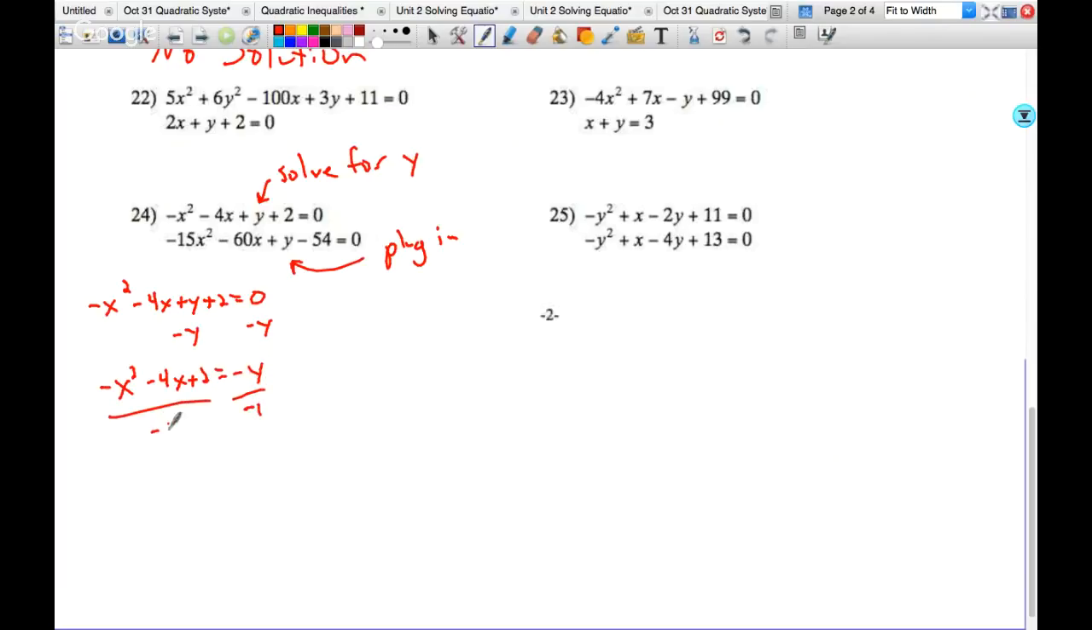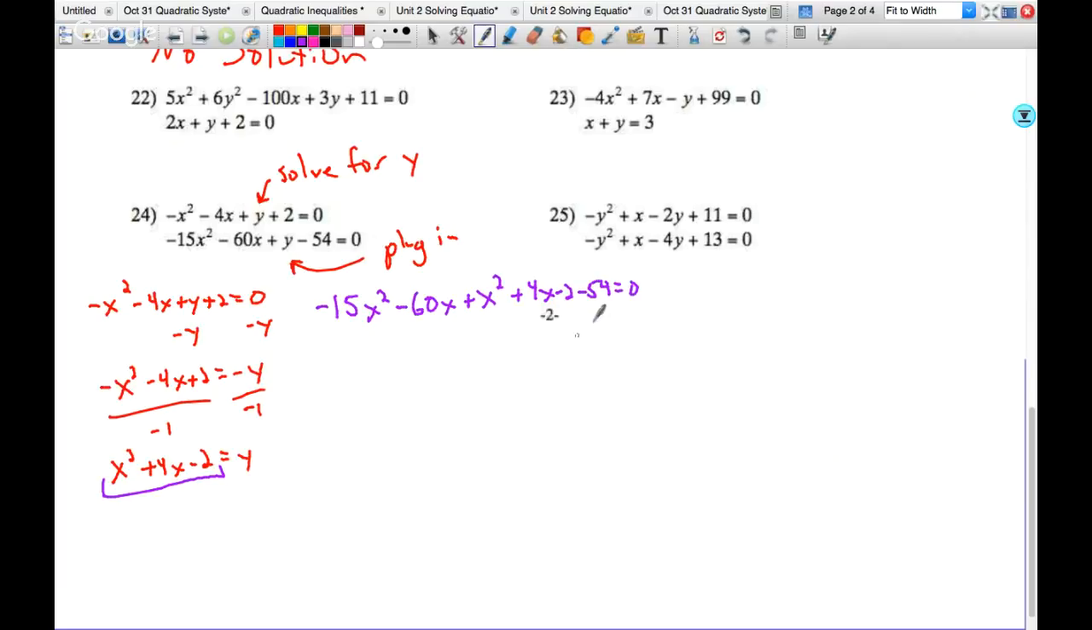Divide both sides by -1. And I'll get that x squared plus 4x minus 2 equals y. Let's plug that into the second equation, in for y, this whole thing, and see what we get. We'll have to combine some like terms. So negative 15x squared minus 60x plus x squared plus 4x minus 2 minus 54 equals 0.